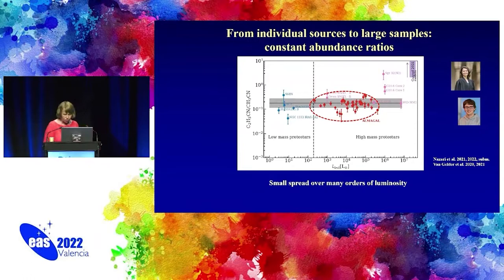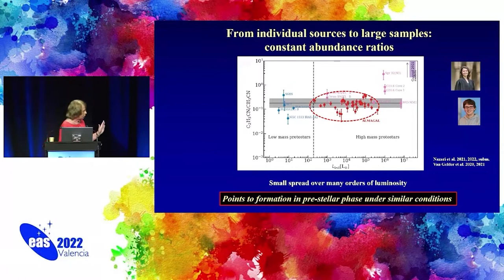And this is one of the arguments that really points to formation in a common physical environment. There cannot be large changes in terms of temperatures and UV. And that then in turn points to a formation in a pre-stellar phase already under rather similar conditions.